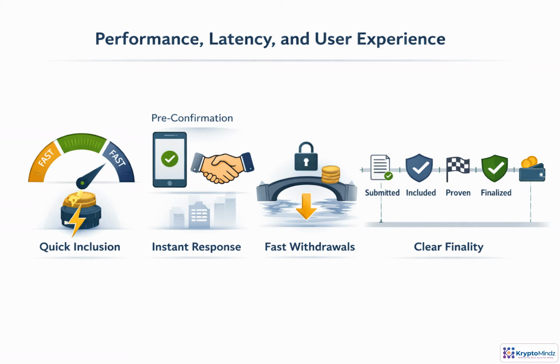Performance is not just throughput. In a ZK rollup, a transaction can feel fast as soon as the sequencer includes it and provides a pre-confirmation. That improves the user experience, but it is not the same as Ethereum finality. The proof still has to be generated, verified, and settled. Strong applications make these states visible: submitted, included, proven, finalized, and withdrawable. That way, users know what they can trust at each step.